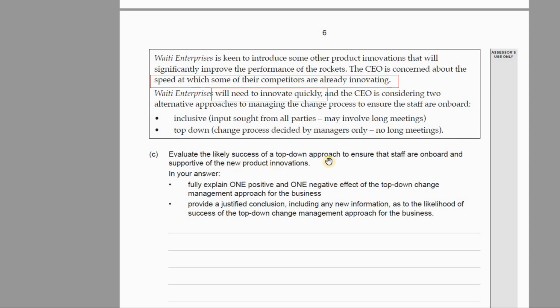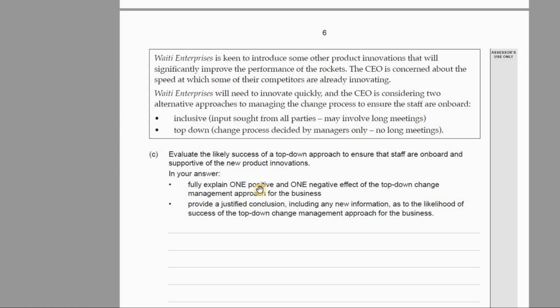So I've got to evaluate the likely success of a top-down approach, fully explain one positive and one negative effect of the top-down, and then do a justified conclusion. So I'm going to do this part by part, break it down, and plan out some stuff using that space that I've got.